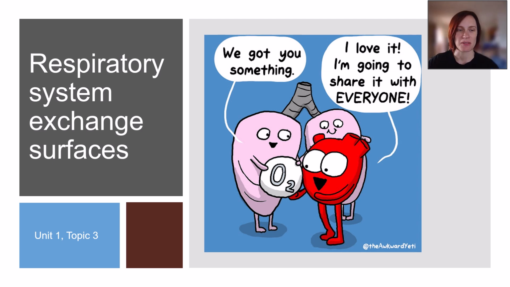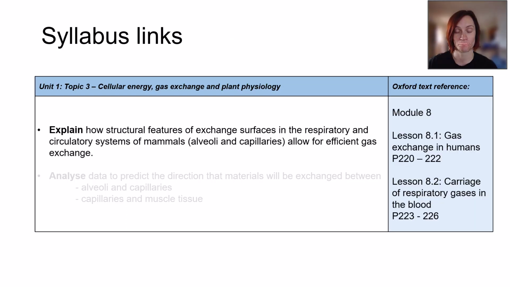So this lesson is about respiratory system exchange surfaces. We're still in Unit 1, it is now Topic 3. A small reminder, we are really focusing here on explaining structural features with exchange surfaces for the respiratory system, not the circulatory system, which you can see here.